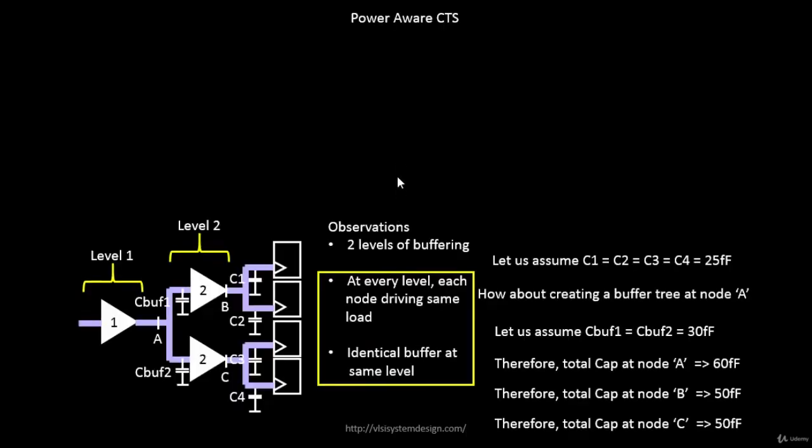Okay, so let's take an example over here. For example, this is a buffer. You have this buffer of type 1, you have this buffer of type 2. I've given some specifications over here. This is a snippet that I've taken from one of my previous courses on clock tree synthesis. There are some specifications of this particular buffer. We have taken the output load at this particular node as 60 femtofarads. We have taken the output load at this point as 50 femtofarads, it's mentioned over here, and we have taken the output load at this point as 50 femtofarads.